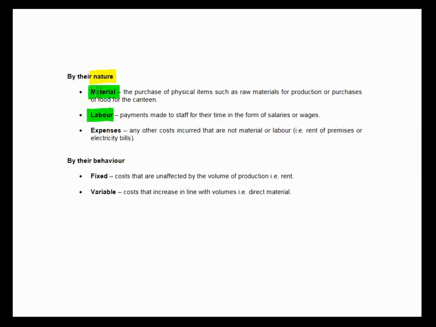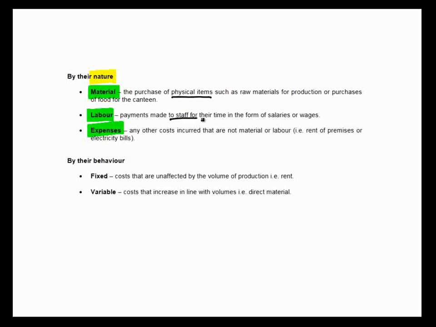There are 3 basic natures. We've got material, labor, and expenses. Well, material is where you buy anything physical, anything you can touch. So buying wheels for a car factory, you can touch a wheel, that's a material. Buying the gear boxes to go into the cars, that's physical, that's a material. But it doesn't actually have to be physical materials to go into the cars even. If you're buying bacon for the canteen, bacon is a physical thing, so it would be a material.